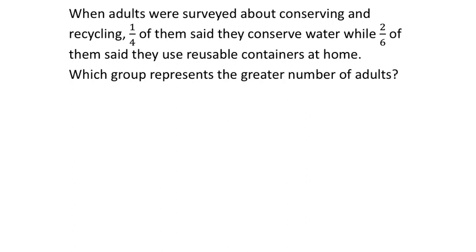This last problem for this section: when adults were surveyed about conserving and recycling, 1/4 of them said they conserve water, while 2/6 of them said they use reusable containers at home. Which group represents the greater number of adults? So this means that we're comparing really 1/4 with 2/6. So 1/4, that came from the people that conserve water. And then the 2/6 came from the containers.